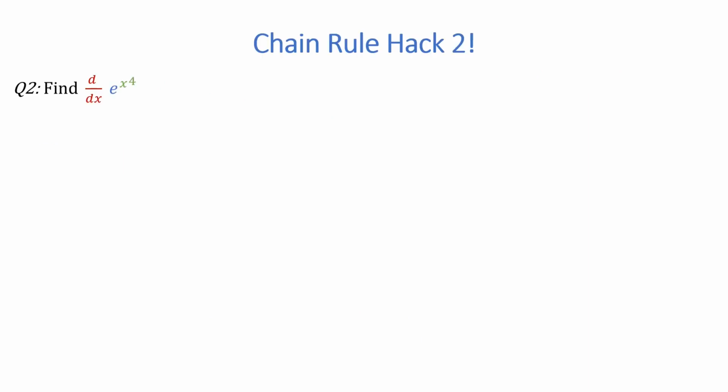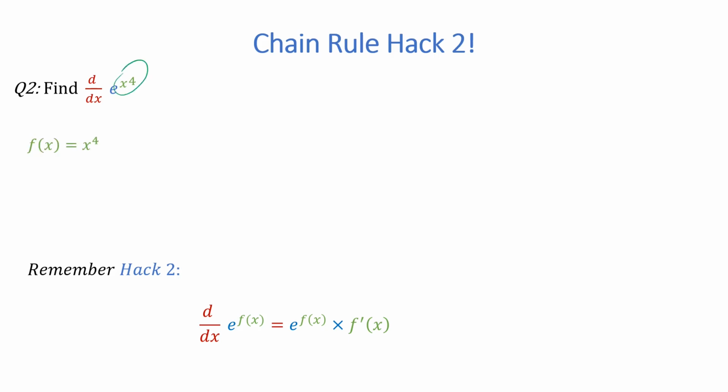All right, now let's look at hack number 2. Say we want to find the derivative of e to the power of x to the power of 4. Now the hack that we want to remember for this is that anytime we have e to the power of f of x, its derivative is always e to the power of f of x times the derivative of f of x. So in this question, our f of x is x to the power of 4, and its derivative is going to be 4x cubed using the power rule.